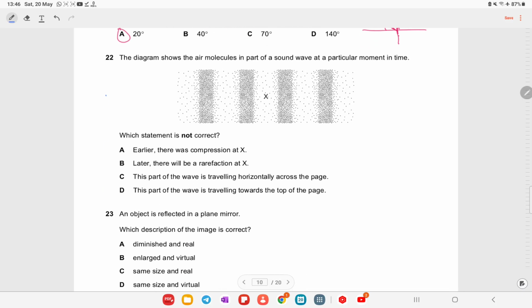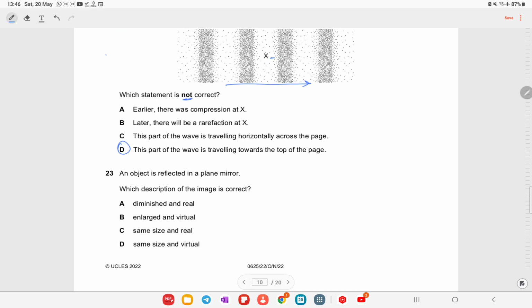The diagram shows the molecules in part of a sound wave at a particular moment in time. Which statement is not correct? Earlier there was a compression at X, yes. Later there will be a rarefaction, okay, that's also fine. This part of the wave is traveling horizontally across the page. This part of the wave is traveling toward the top of the page. This is wrong, so that is not correct. So this is the right answer.